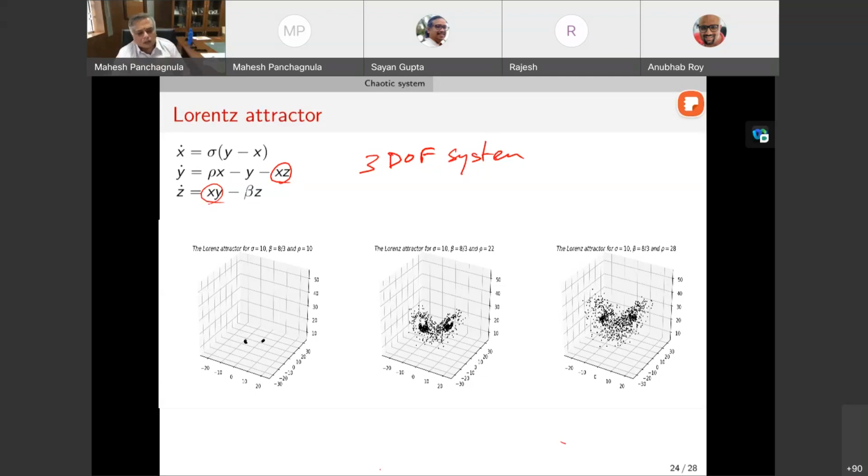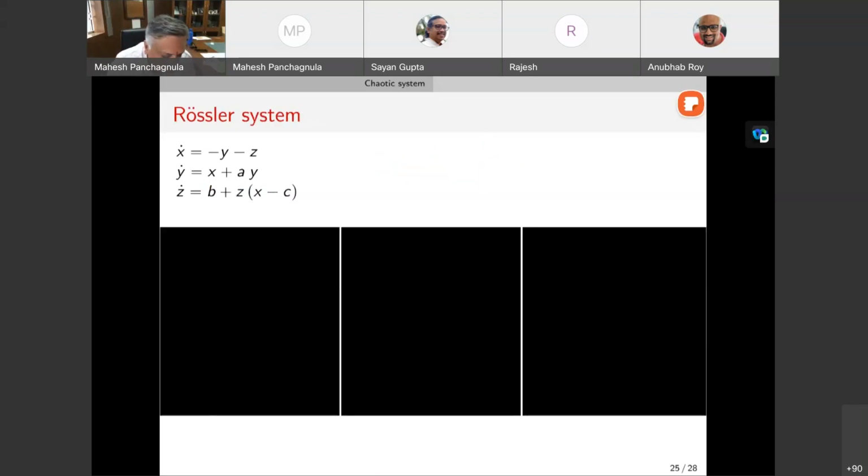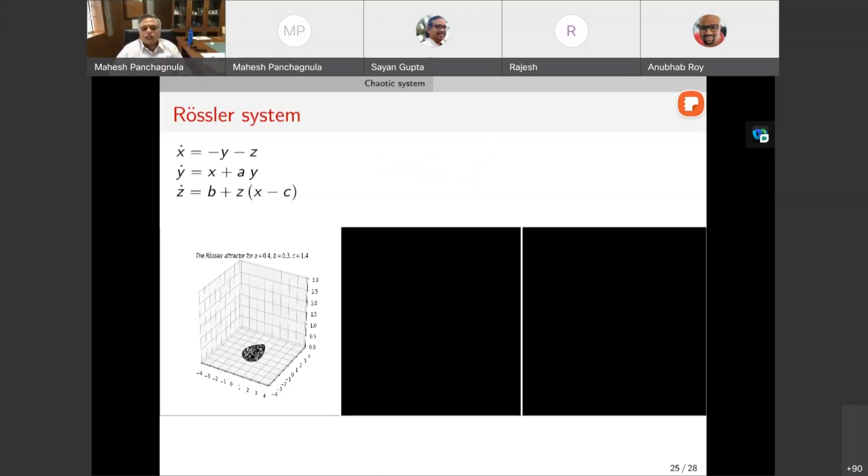But actually, the Lorenz system has been studied quite widely, and so is the other system I'm going to talk about, called the Rossler system. This is actually simpler. Okay, it's got only one nonlinear term right there in this product.